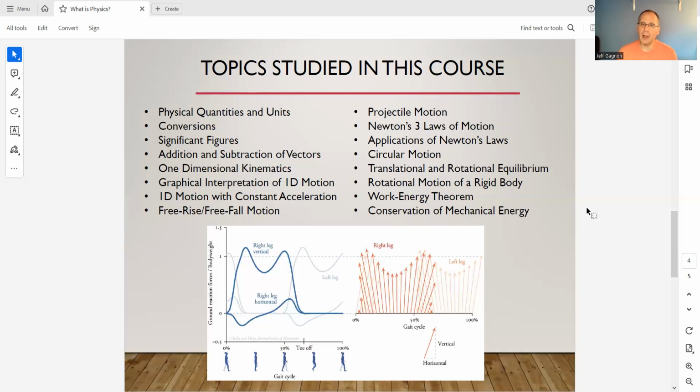Then we'll talk a little bit about the rotational motion of a rigid body. So looking at torques, moment of inertia. Finally, we'll talk a little bit about the work energy theorem. So we'll define work, define kinetic energy. We'll see how they're related. And in particular, we'll focus on conservation of mechanical energy, and we'll use it to solve some problems, okay? So that sort of gives you a brief idea of the type of topics that we'll cover in this course.